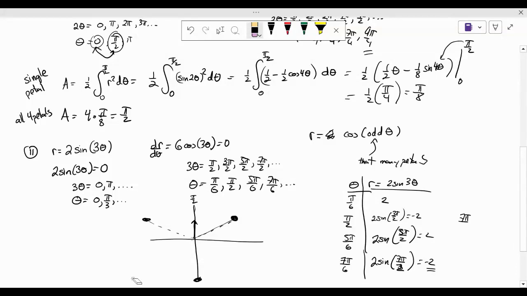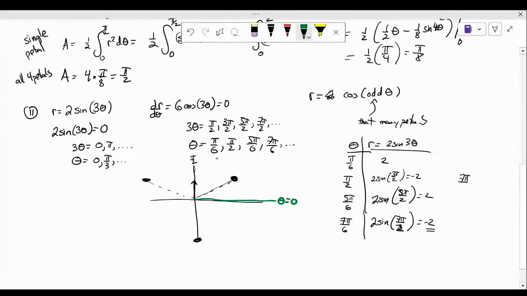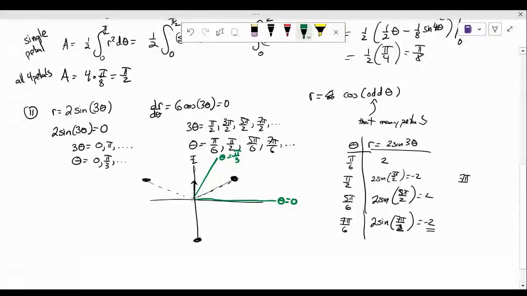So again, just to confirm, we have 3 petals, right? And we said that r is 0 when theta is 0, and the next time it's 0 is at pi over 3. And the tip happened at pi over 6 the first time. So that's a petal, and we know there are 3 of them.